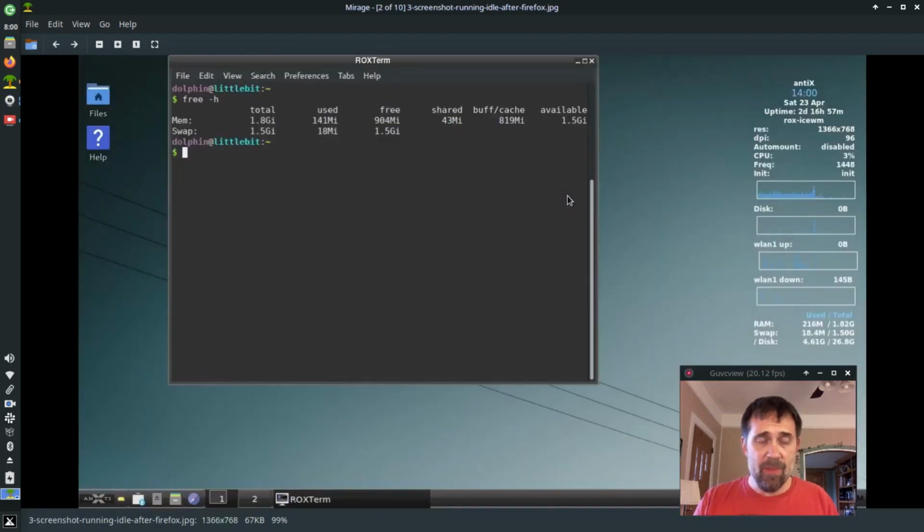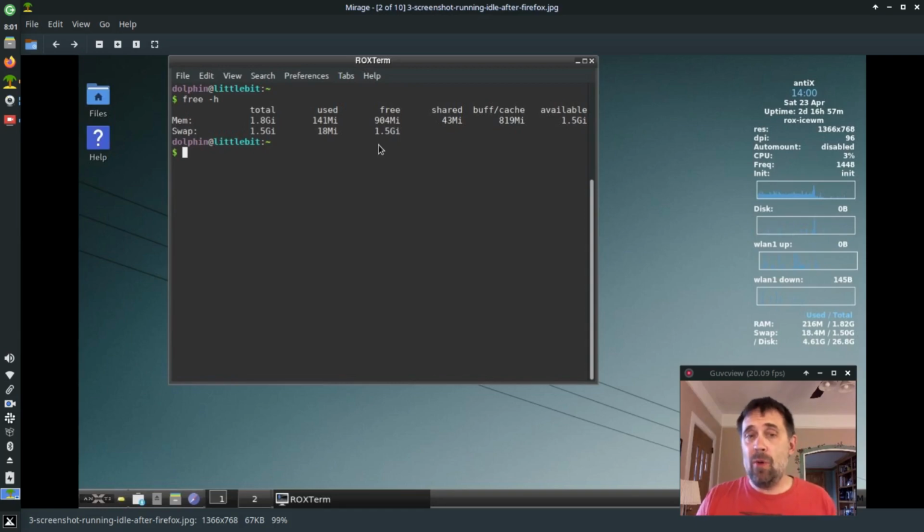The next image is antiX, same condition. This is a screenshot running idle after I've started Firefox. You can see the difference here. 141 megabytes of RAM, 904 free. This is the same machine. Now, antiX has several fewer processes running, which accounts for most of the RAM usage, but also, quite frankly, a window manager only environment is a lot lighter than your average desktop environment, so it brings RAM down.